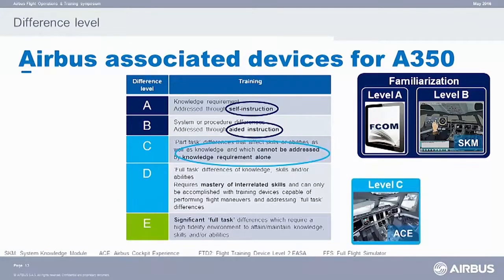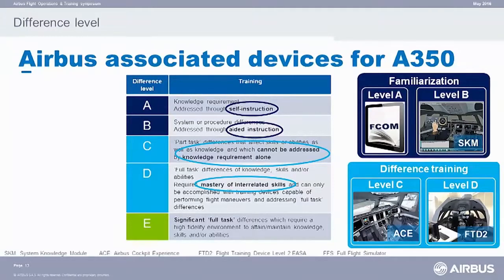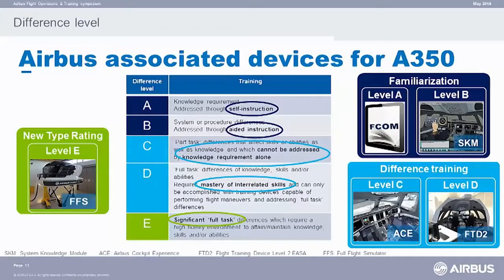For the level C, we rely on the ACE system, Airbus cockpit experience. For the level D, we use the flight training device level 2, EASA. Level C and D are for difference training. And for the level E, basically, this is the full flight simulator that we use for any new type rating.